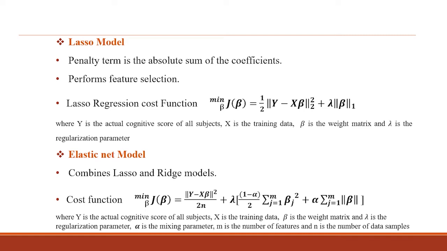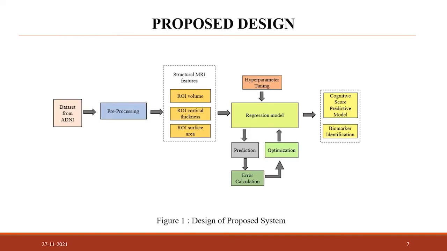The elastic net model combines both the lasso and ridge models. The cost function of the elastic net model is also given, where y is the actual cognitive score, beta is the weight matrix, lambda is the regularization parameter, alpha is the mixing parameter, and n is the number of data samples. And here we have the optimizer. The optimization algorithm used is coordinate descent, which minimizes along each coordinate direction in a successive way to find the minimum of the function. This is done iteratively to train the regression models.